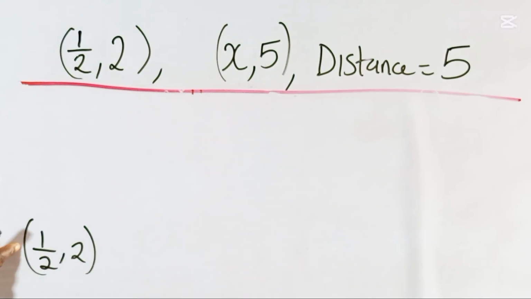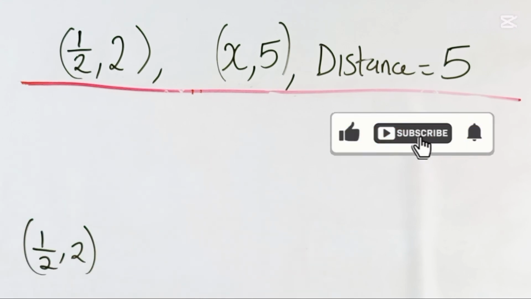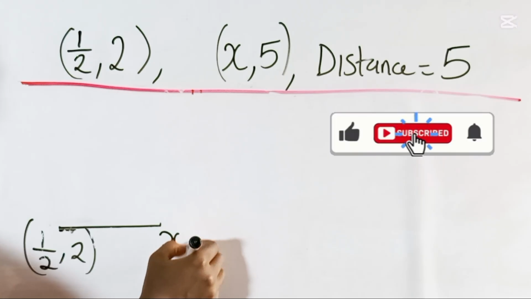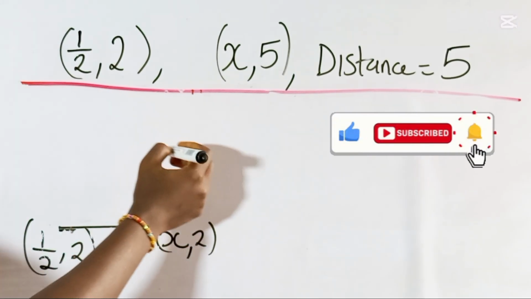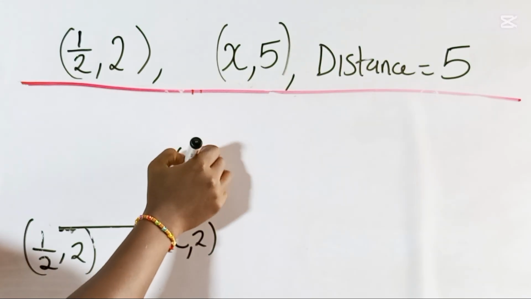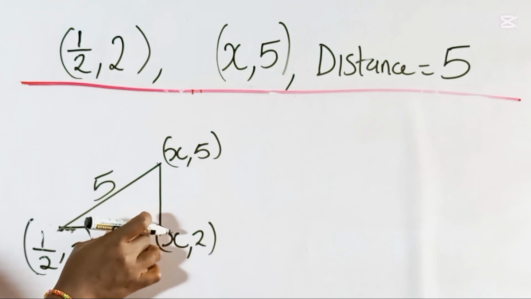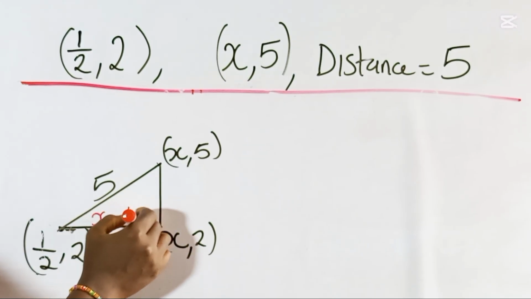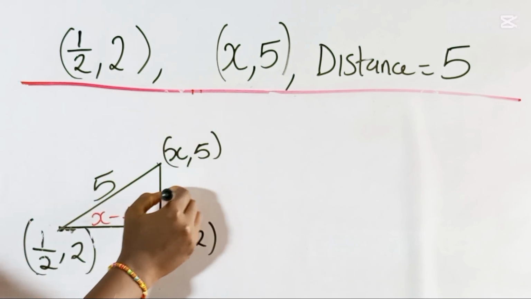So we can choose to either move towards the left or move towards the right. So we're picking one direction first by moving towards the right. So we move across. This becomes x and 2. Then move upwards vertically. At this point, we have x and 5. From a jump of half to x, this is the distance we do not know. It's going to be x minus 1 over 2. Then this vertical distance is a jump of 3 units.